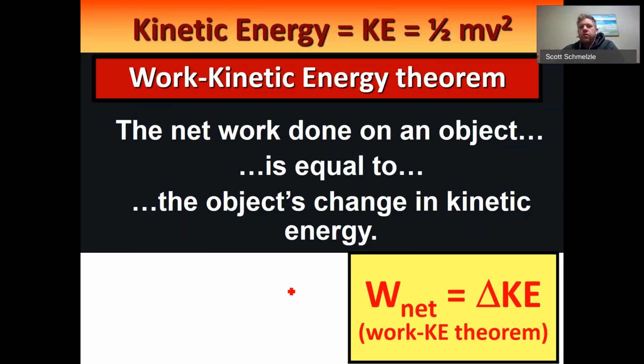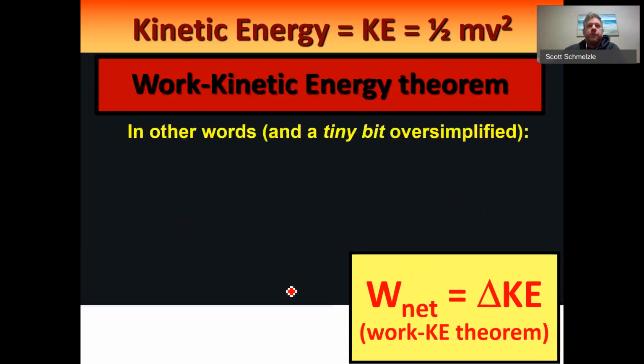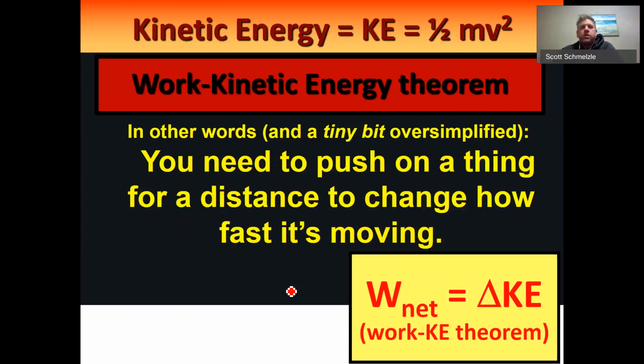This could be the work of the force versus the work of the friction against that object. And our change in kinetic energy could be getting it from a pre-existing velocity to a different velocity. So we're going to see a little bit of acceleration here, or deceleration, if you want to look at it that way, but we're not going to use our F equals ma yet. In other words, what we see is you need to push on a thing for a distance to change how fast it's moving, which makes sense.